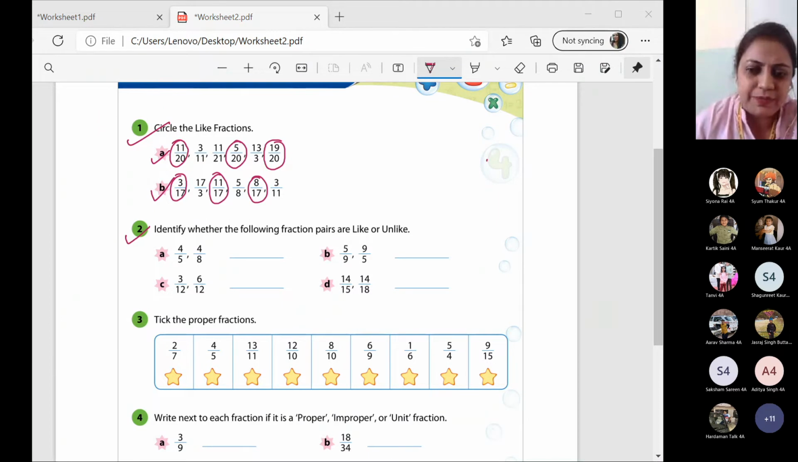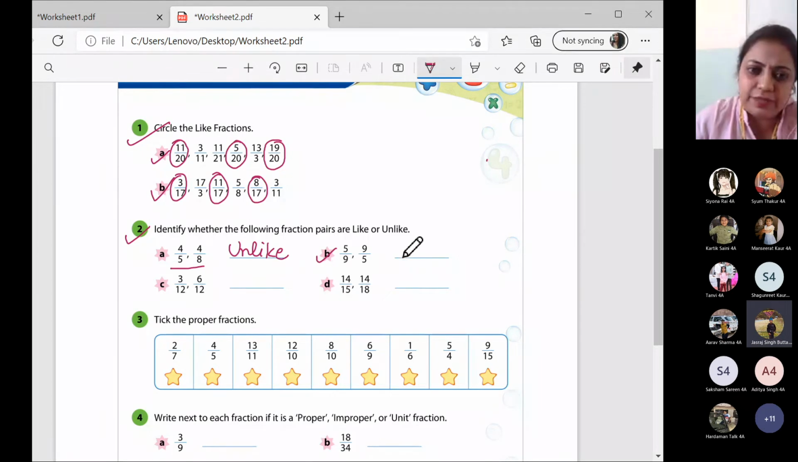Karthik, you tell me. Identify whether the following fractional pairs are like or not. A part. Unlike. They are unlike. Very good. B part, 5 by 9, 9 by 5. Are they like or unlike? Unlike. They are unlike.